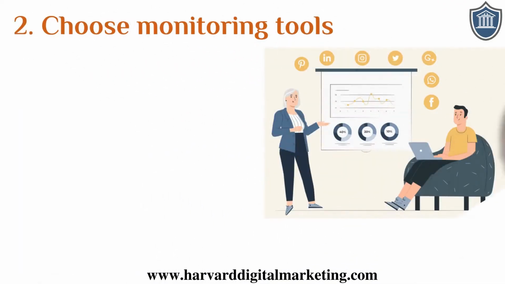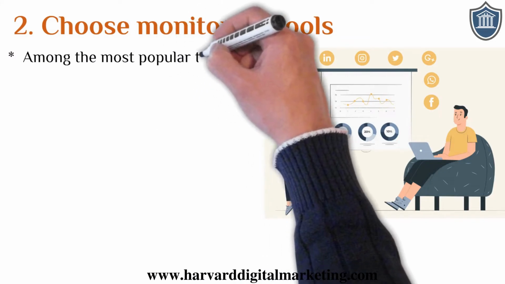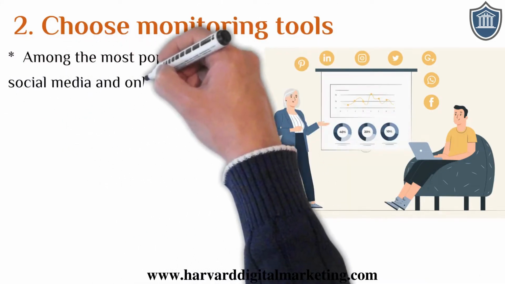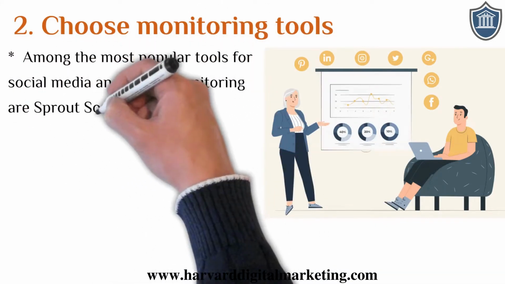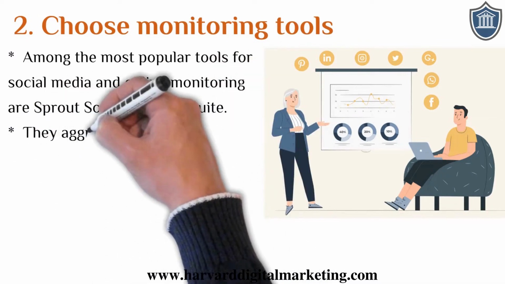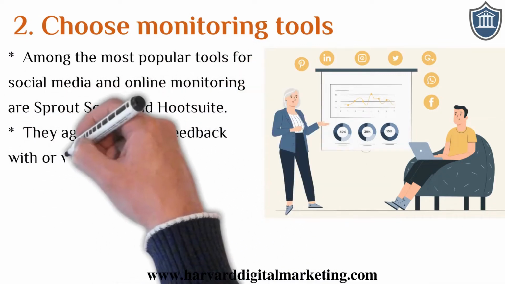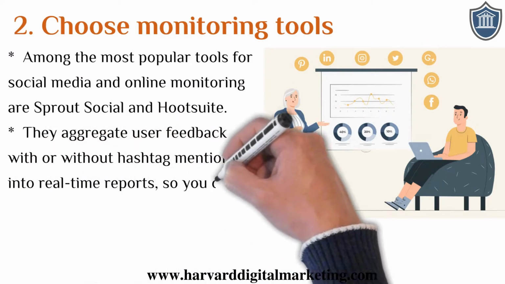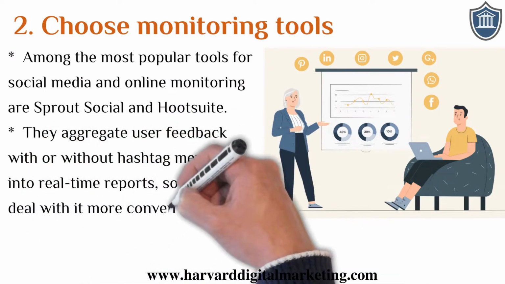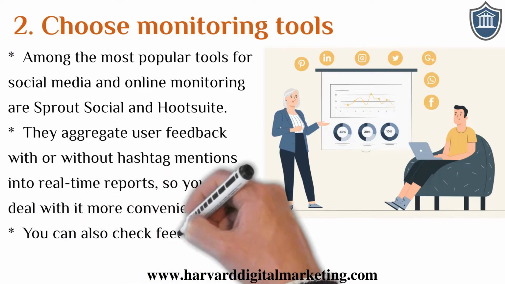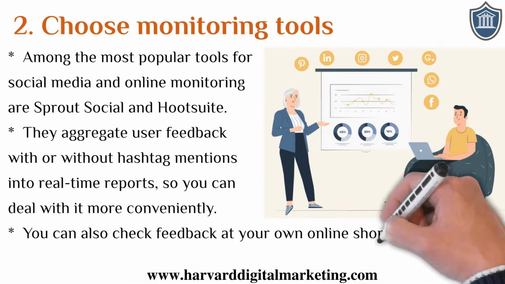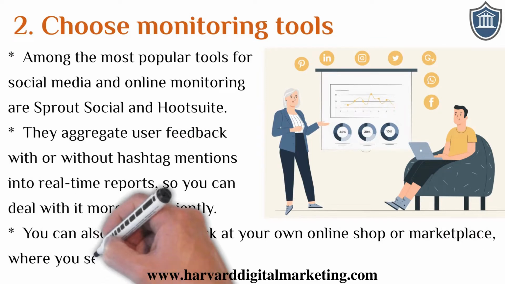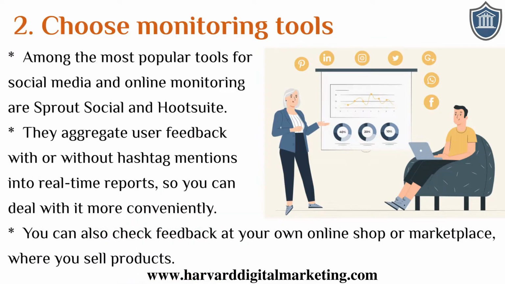Choose monitoring tools. Among the most popular tools for social media and online monitoring are Sprout Social and Hootsuite. They aggregate user feedback with or without hashtag mentions into real-time reports, so you can deal with it more conveniently. You can also check feedback at your own online shop or marketplace where you sell products.